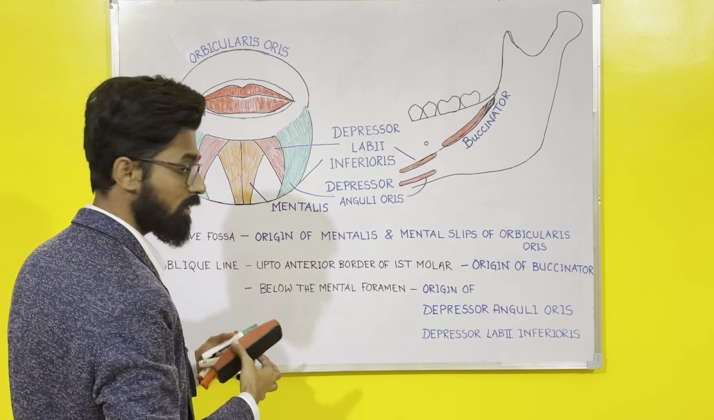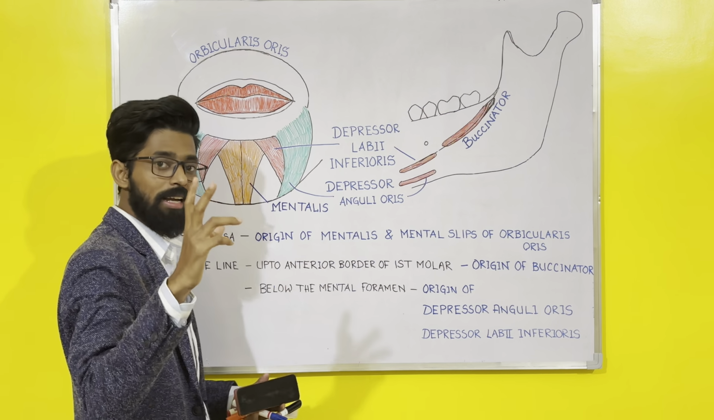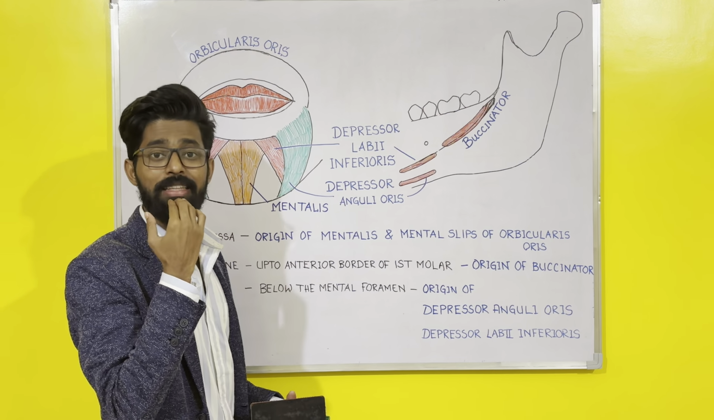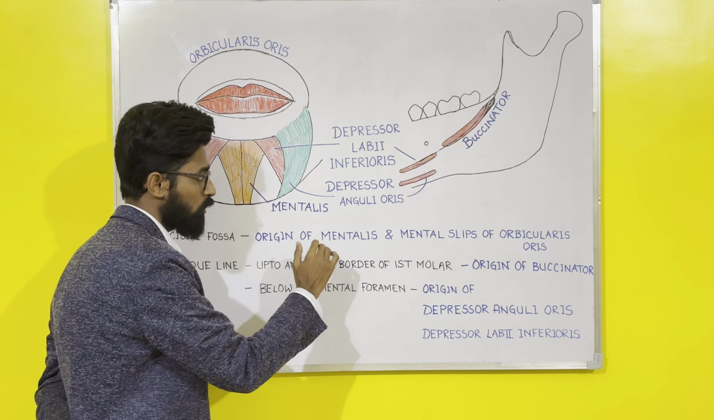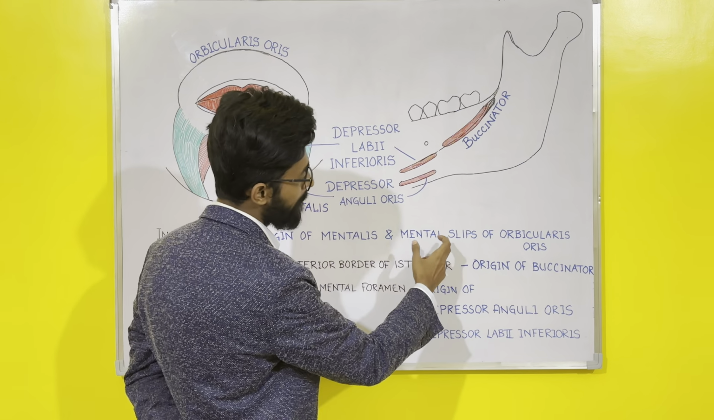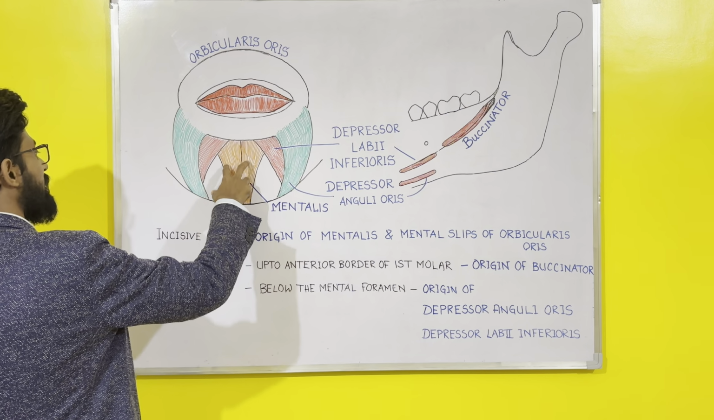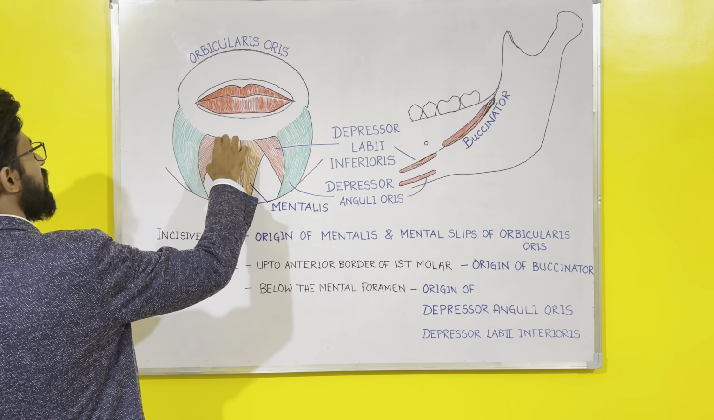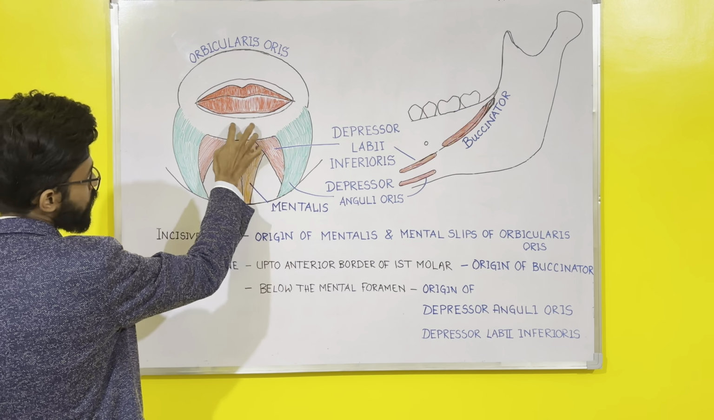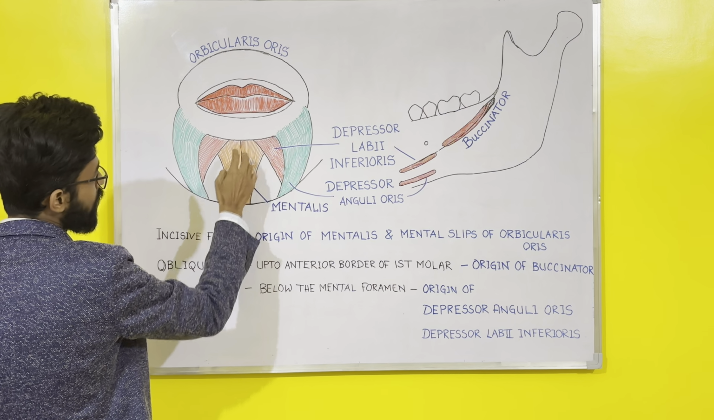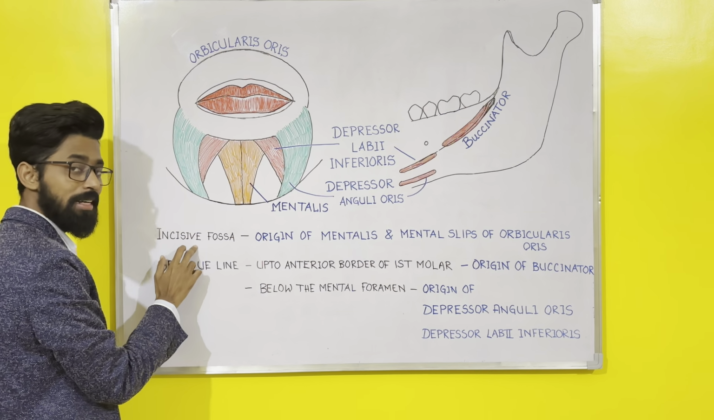Now coming to the points and the muscles. First is the incisive fossa. Incisive fossa, you remember, is just beneath the incisor teeth. The incisive fossa gives origin to mentalis and mental slips of orbicularis oris. So where is mentalis? This is mentalis. Incisive fossa is somewhere near this position, because lower incisors are placed somewhere here. So the incisive fossa is a depression in this region. Mentalis originates from here, so the origin of mentalis is from the incisive fossa.